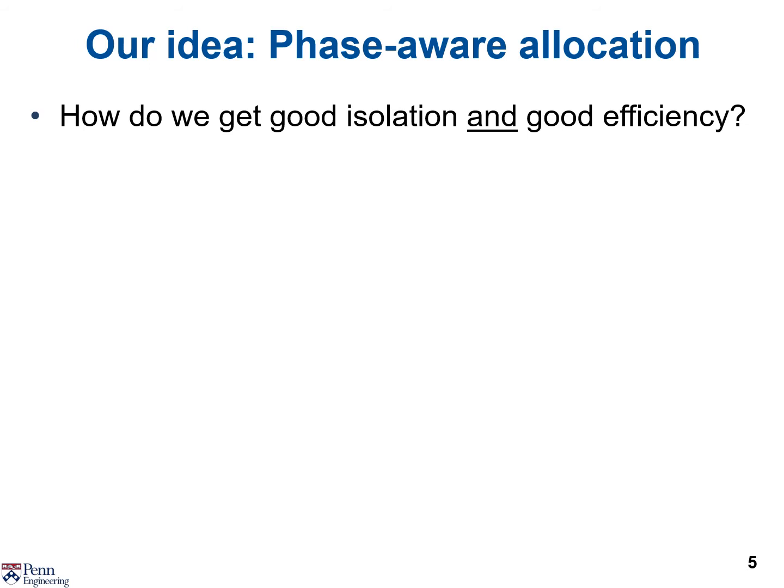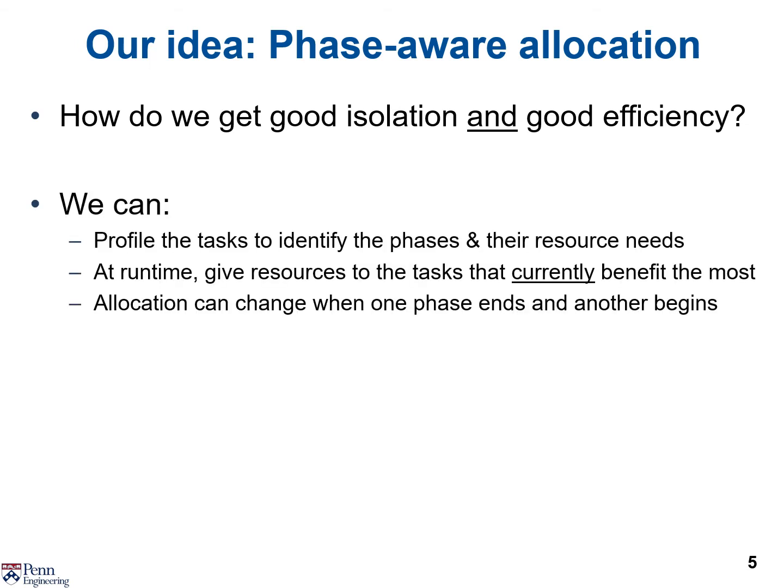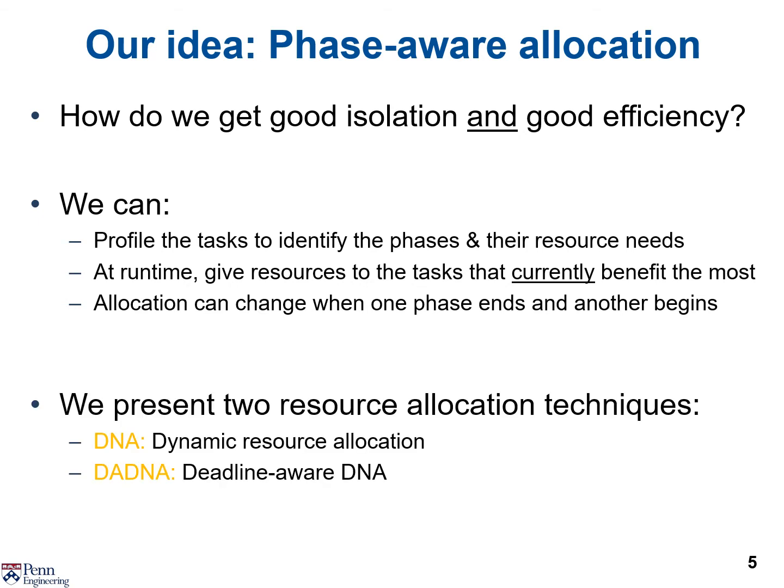Based on this insight, we present a novel phase-aware resource allocation technique that can achieve both good isolation and good resource efficiency. Our approach provides a way to characterize a task's resource needs into different phases and then leverages these to dynamically adapt a task's allocation at runtime. This idea culminates into two novel resource allocation algorithms. The first, DNA, utilizes phases to allocate resources to tasks to maximize rate of execution, while the second, DADNA, further takes into account the task's deadlines in order to maximize schedulability.